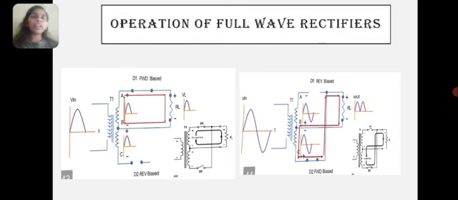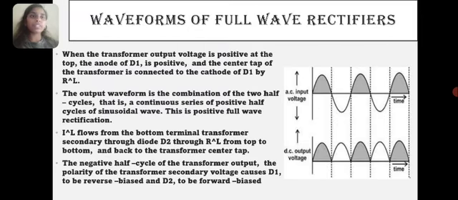Operation of full-wave rectifiers: positive full-wave rectifier, negative full-wave rectifier. Waveforms of full-wave rectifiers: when the transformer output voltage is positive at the top, the anode of D1 is positive, and the center tap of the transformer is connected to the cathode of D1 by RL. The output waveform is the combination of the two half cycles, that is, a continuous series of positive half cycles of the sinusoidal wave. This is positive full-wave rectification.